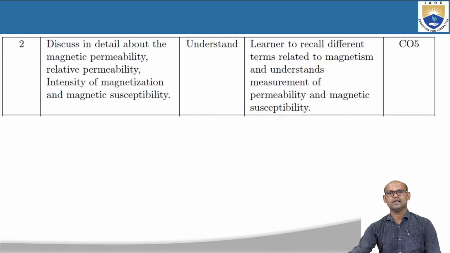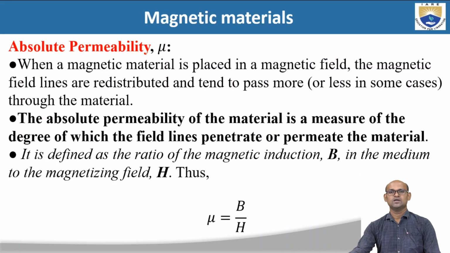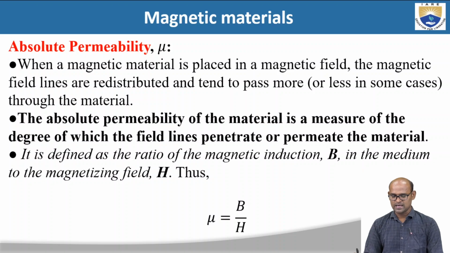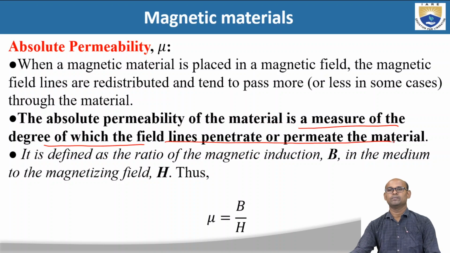The second question is: discuss in detail magnetic permeability, relative permeability, intensity of magnetization, and magnetic susceptibility. First, magnetic permeability. When a magnetic material is placed in a magnetic field, the magnetic field lines are redistributed and tend to pass more or less through the material. Permeability is a measure of the degree to which the field lines penetrate through the material. That is defined as the magnetic permeability of a material, and mu is equal to B by H.